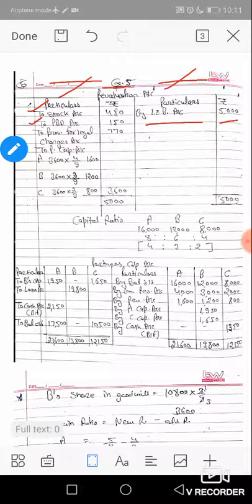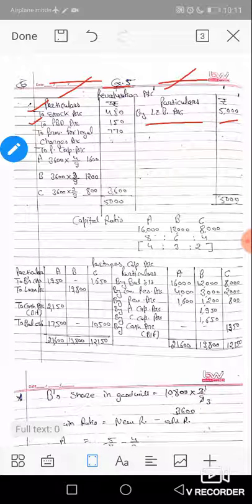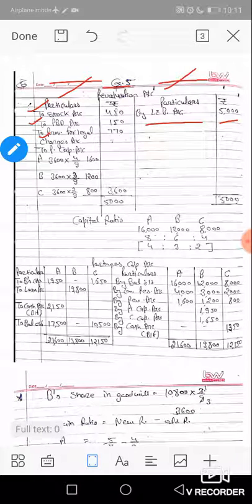Next, a provision of 770 to be made in respect of outstanding bills. Yes, a provision always represents a liability. So provision for legal charges is a liability increase, transfer to the debit side, rupees 770. There are four adjustments in total in the revaluation account.